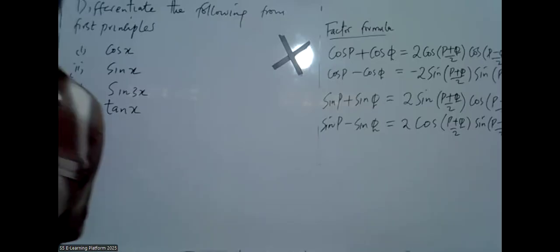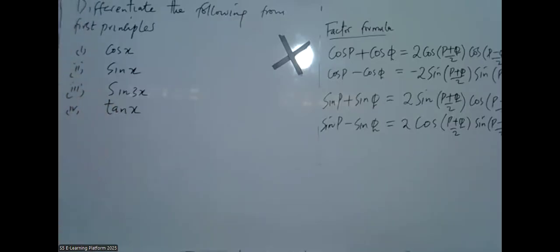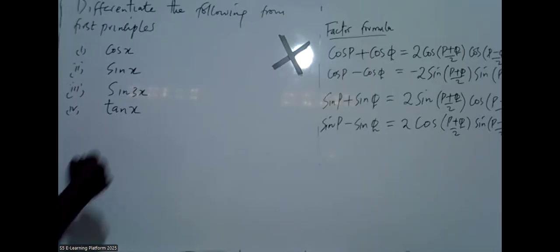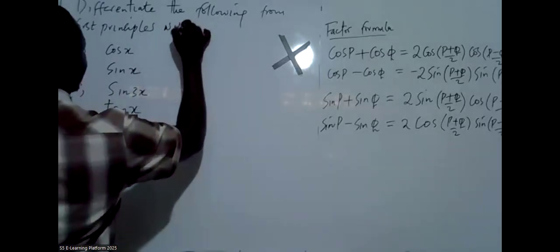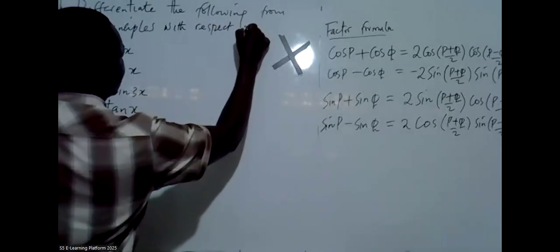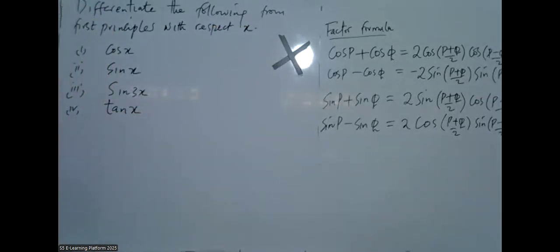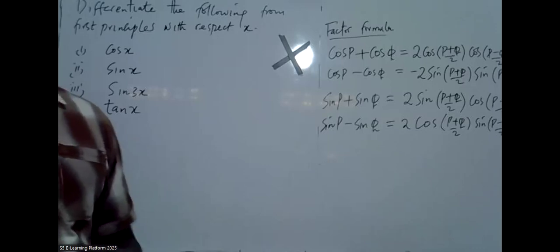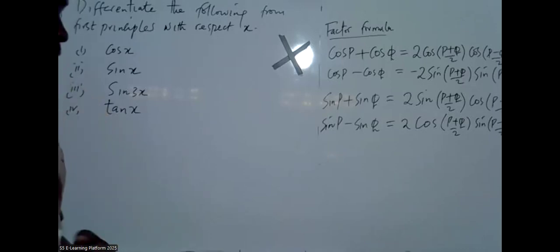I will do only the first one, then the second one will be yours, the third one will be yours, and the fourth one, you tell us the results you get. To begin with, we have cos x. We want to differentiate cos x from first principles. You add here with respect to x. With respect to x, we are differentiating in terms of x. Our derivatives are in terms of x.